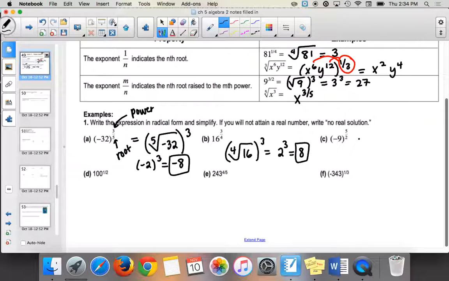All right, so this next one, this is the square root of negative 9, and then all of it raised to the 5. What do you think? Yeah, this one's no real solution, exactly. And I say real because I've kind of alluded to we're getting ready to learn something called imaginary numbers in 5.9. So it's like a whole new set of numbers.